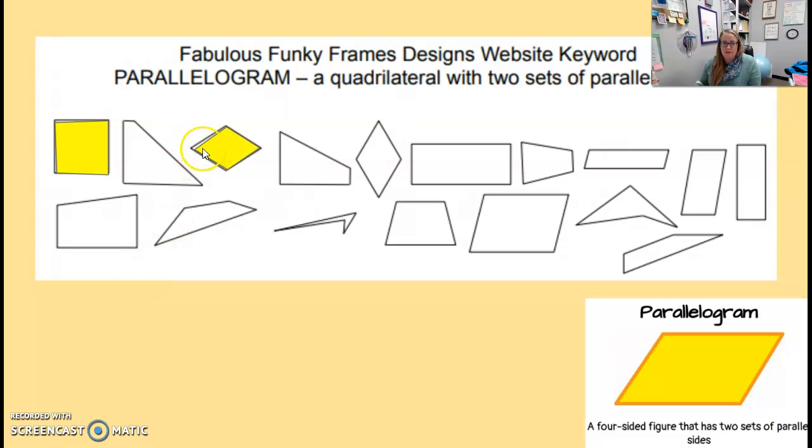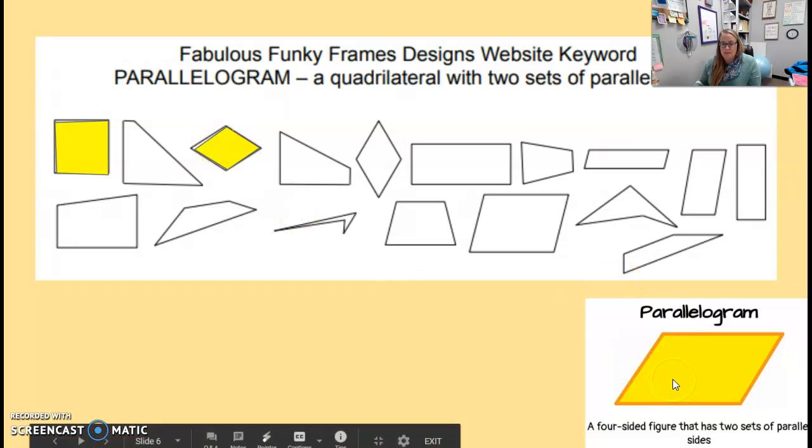Yeah, this one right here is a parallelogram. This side and this side are parallel, and this side and this side are parallel. So since they're both parallel, that means that this is a parallelogram. Let's see, can we find another one?